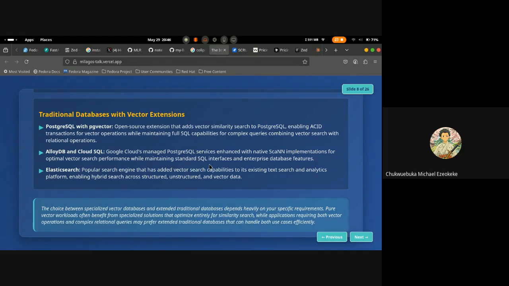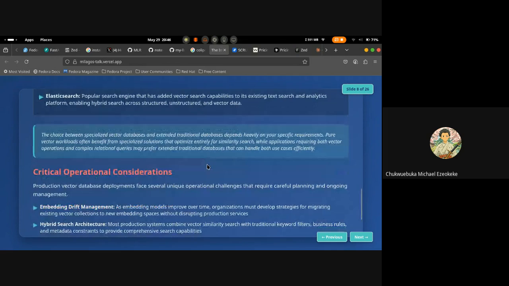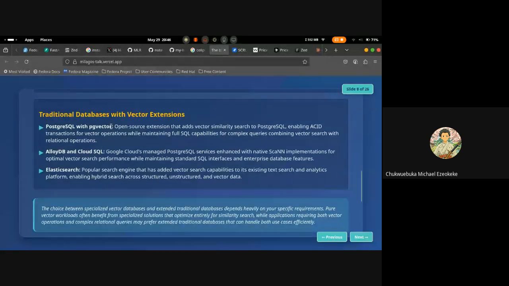But it depends on your use case and what you want to work on. Just like I said, the choice between a specialized vector database and an extended traditional database depends on your specific requirements. If you're working on vector workloads, you could benefit from specialized solutions that optimize entirely for similarity search. This is where Chroma DB, Pinecone, or Qdrant will fall in. And if you want to work with a vector database and a traditional database, then you could integrate Elasticsearch or PostgreSQL.